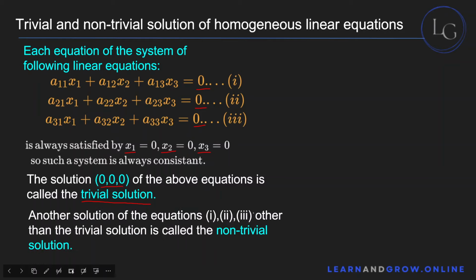And another solution of the equations, other than the trivial solution, is called the non-trivial solution. Obviously, it is not necessary that only x1 equal to 0, x2 equal to 0, and x3 equal to 0 will give you 0 as the answer. No, you can have other solutions as well, and that will be the non-trivial solution.